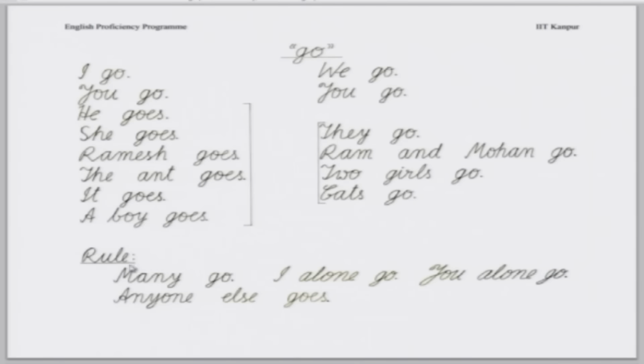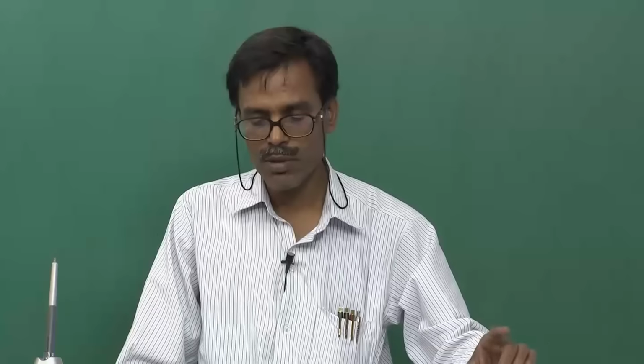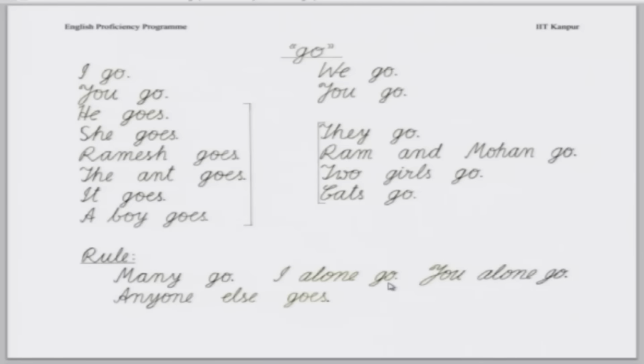If there are more than one, then it is go, and for a single person also it will be go, not goes, in two cases, for two most important people. One is I and the other is you. So they are equivalent to many people. And for all the other people, as long as everybody is single, you will use the form goes, not go. And this is for talking about events which take place in the present.